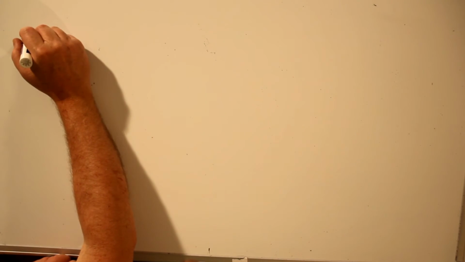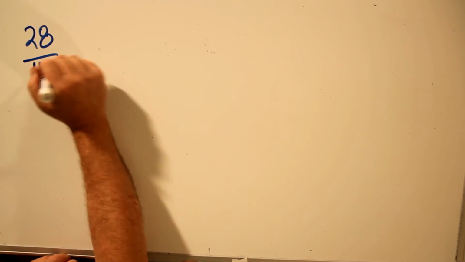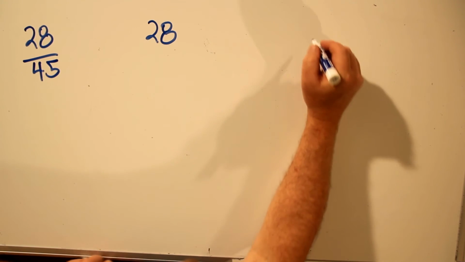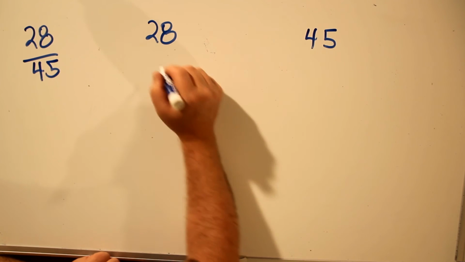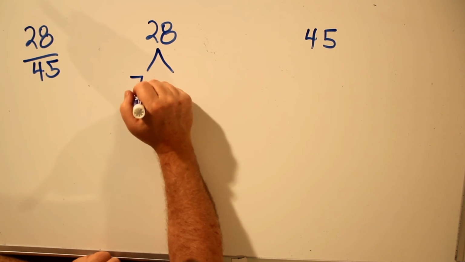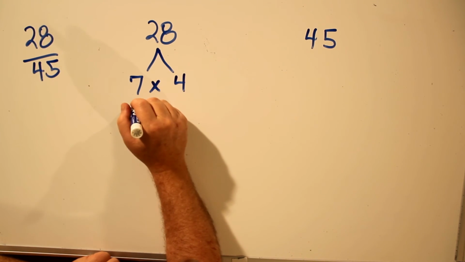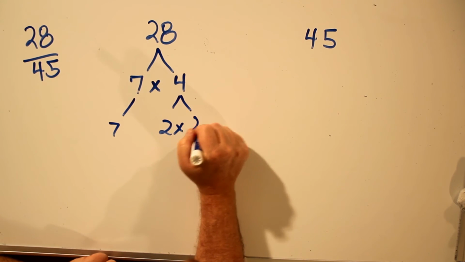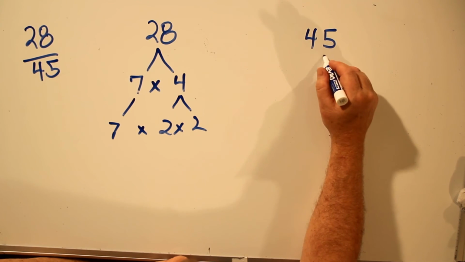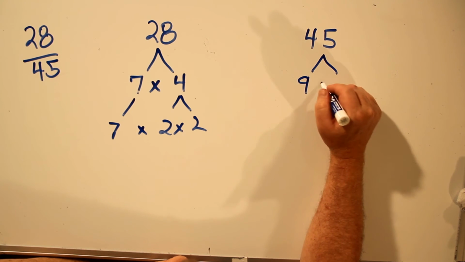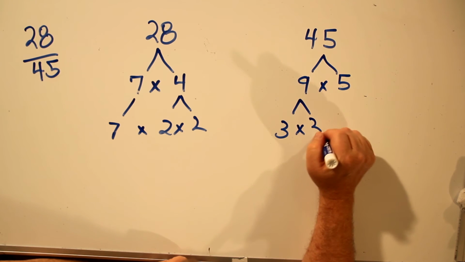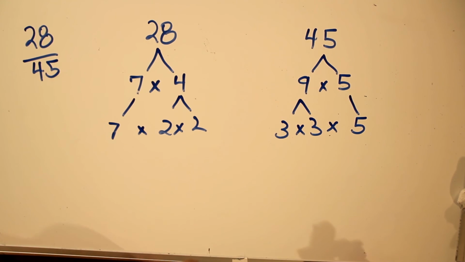Let's find out if 28 over 45 is in simplest form. We'll do prime trees for both 28 and 45. 28 is 7 times 4, or 14 times 2. And 4 is 2 times 2. And over here, 45 is 9 times 5. And 9 is 3 times 3. And those are the prime factors for 45.